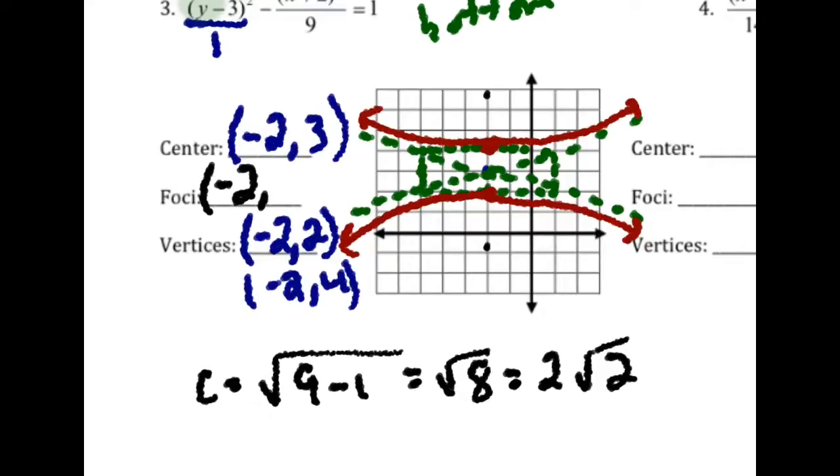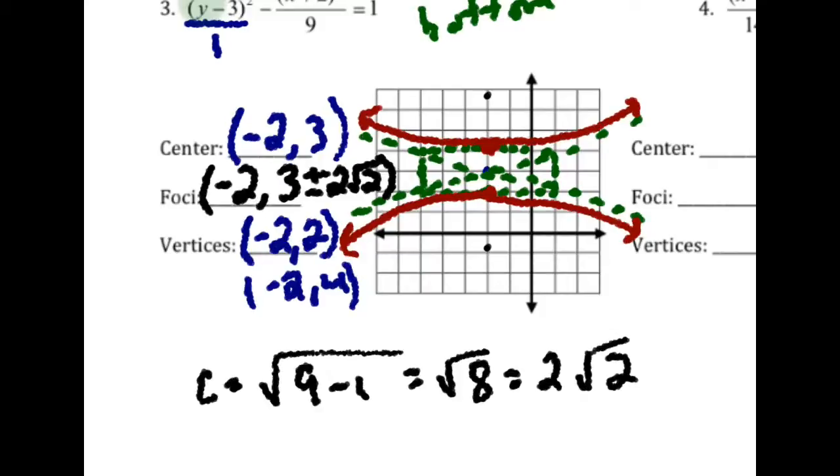Now we saw this the other day with the ellipses with the focus points. What we have to say here for the y value starts at 3, and then we add or subtract that 2 radical 2. So that would be a nice concise way of giving those focus points.